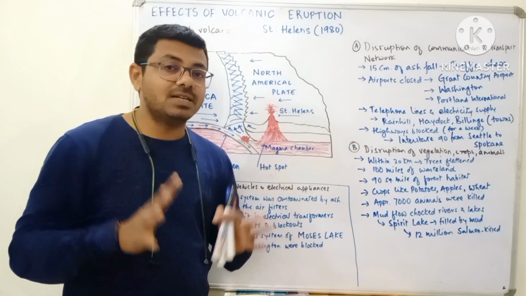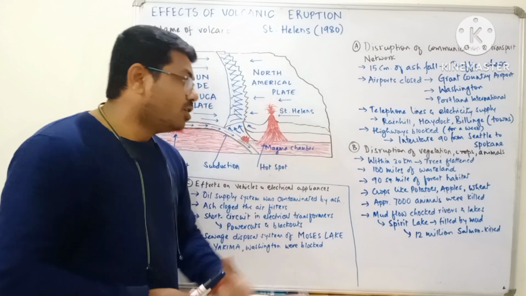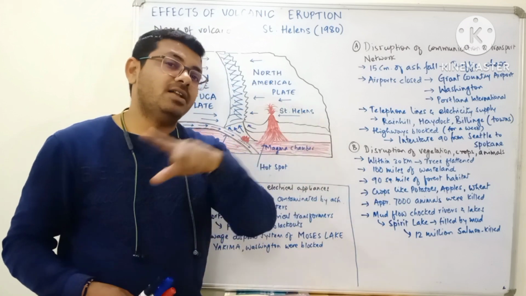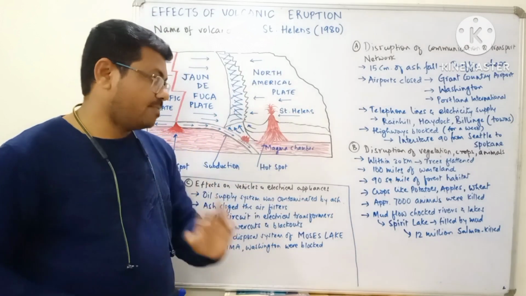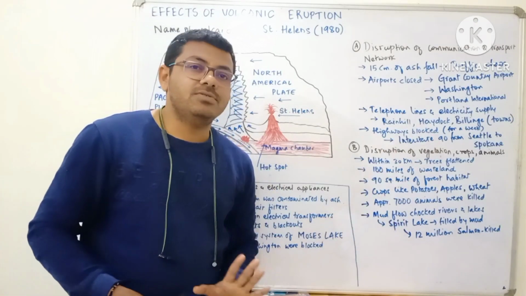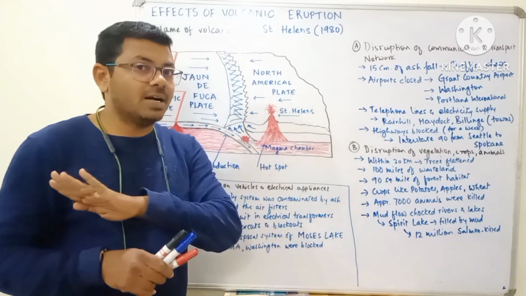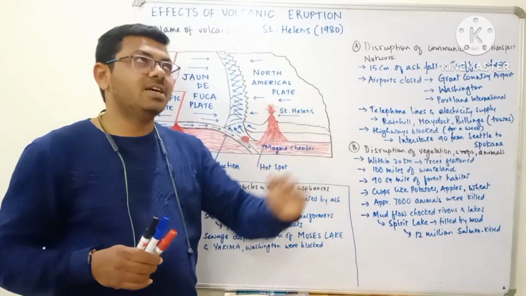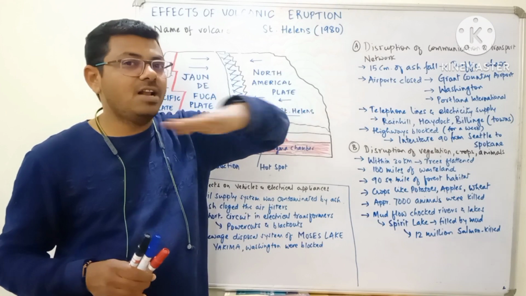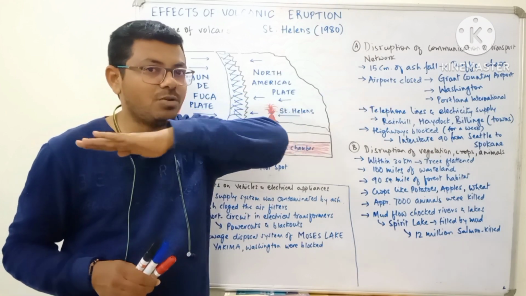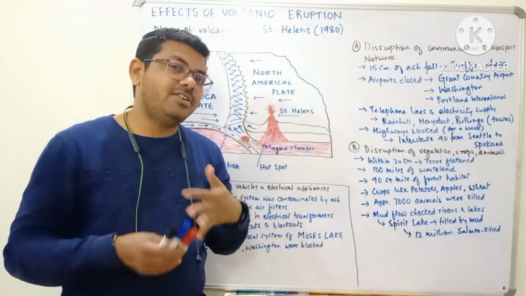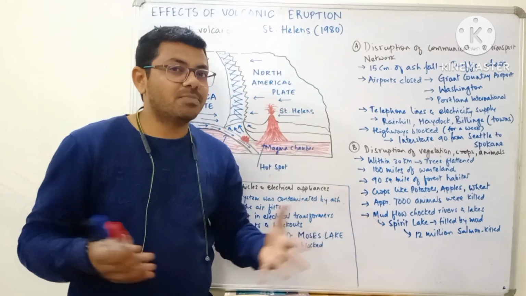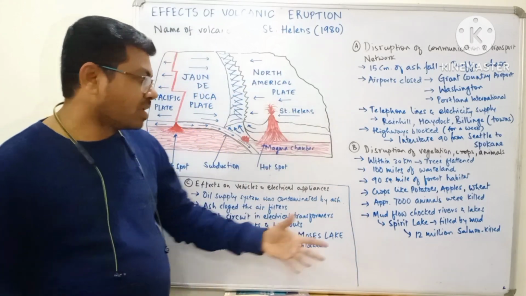Approximately 7,000 animals were killed within 90 square miles of the volcanic eruption point. Crops like potatoes, apples and wheat were completely destroyed because ash fell on the crops. It covered the crops, due to which the quality of these crops was completely destroyed.